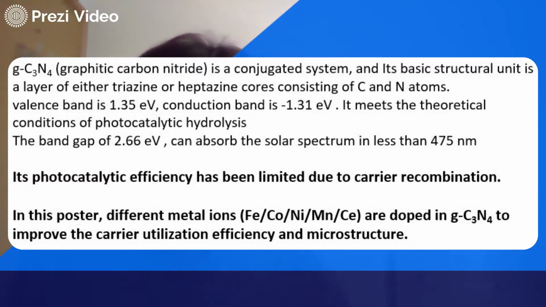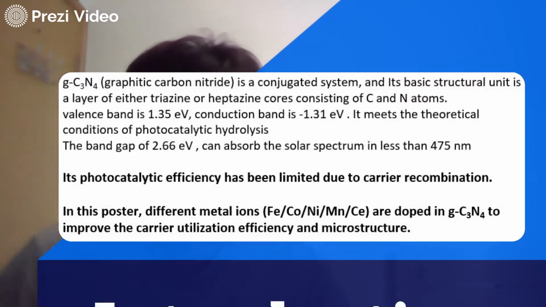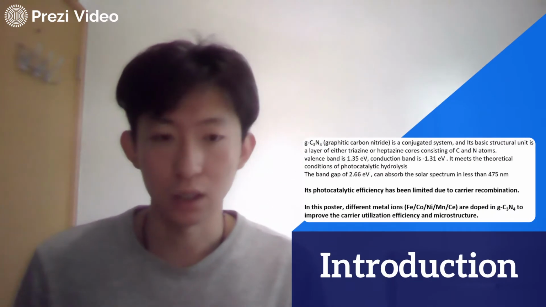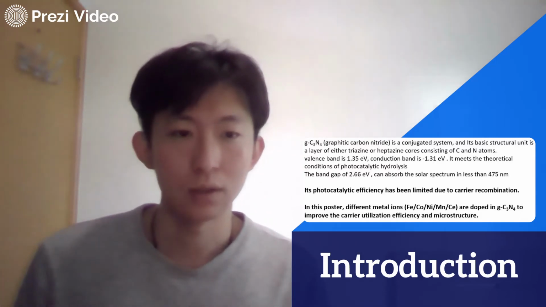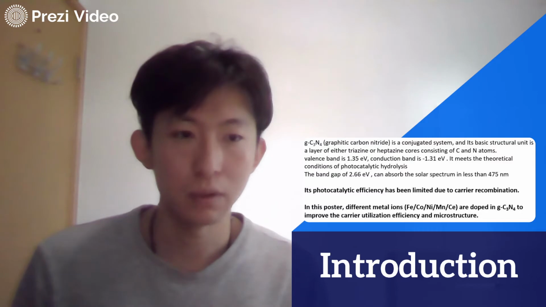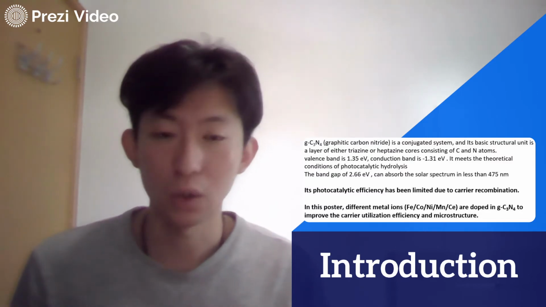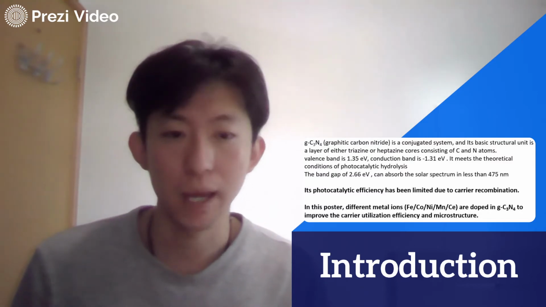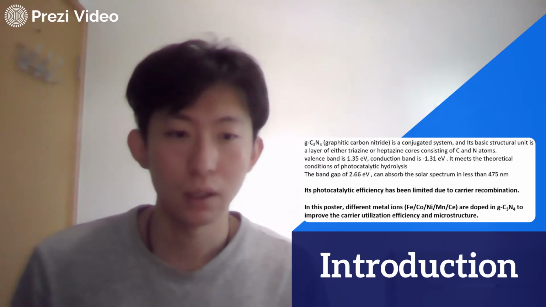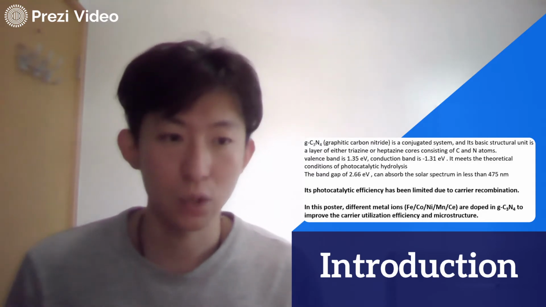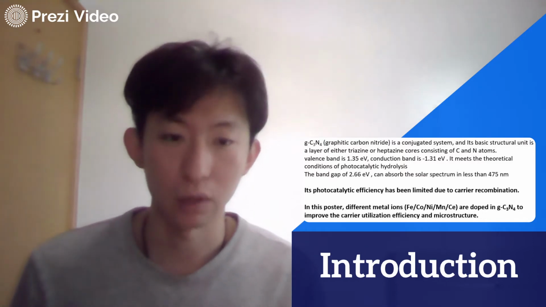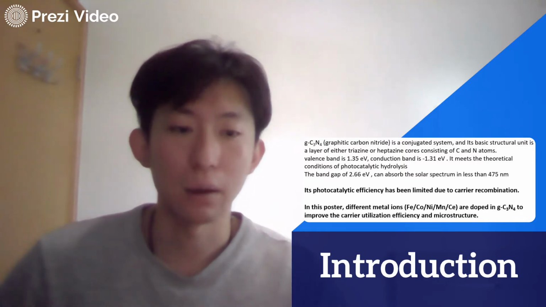But its photocatalytic efficiency has been limited due to carrier recombination. So in this poster, different metal ions such as iron, cobalt, nickel, manganese, and cerium are doped in graphitic carbon nitride to improve the carrier utilization efficiency and the microstructure.